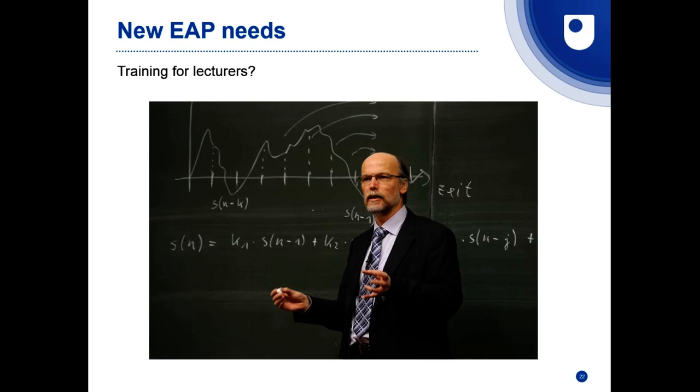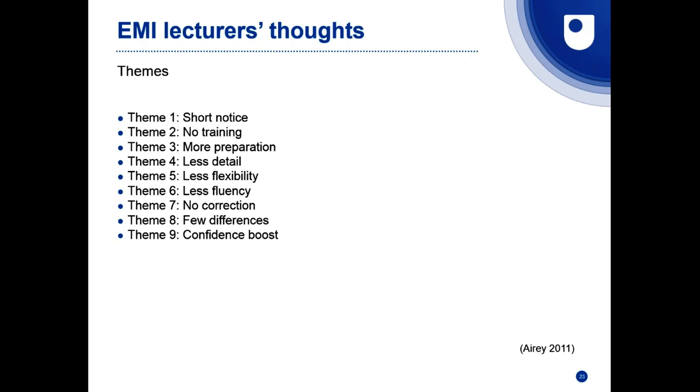What they said fell into 9 different themes. They said that they had been asked to teach EMI at very short notice. They had received no training, presumably apart from the course that they were participating in for Airy's research. They all agreed that it required a lot more preparation to teach in English than in Swedish. They felt that they could talk with less detail and less flexibility and less fluency when delivering in English. They also were quite adamant that their job was not to correct the students' English. They didn't want to do any sort of correction. And on a more positive note, a lot of them felt that there were actually quite few differences between teaching in English and teaching in Swedish, and that it gave a huge confidence boost to teach in English.